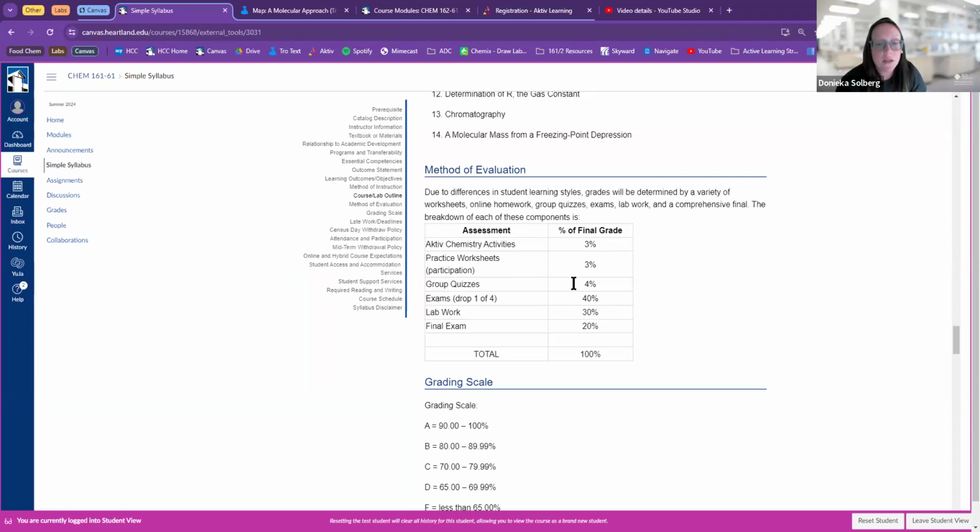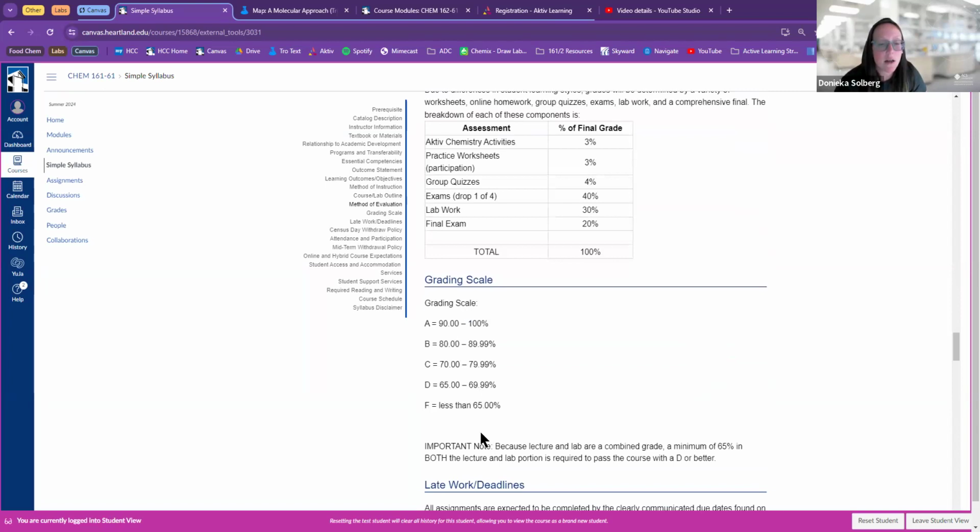Group quizzes are 4%. Those are kind of your review before you get to the exams. And the exams are 40%. So 3 of the 4 will be counted and Canvas will do all that math for you. Your lab is going to come in as 30%. That will be graded by your lab instructor. And the final exam is worth 20% and is comprehensive. So you will need to be preparing for that final exam. Grading scale is as normal. I do want to point out a D is a 65, not a 60. You do have to have a 65 in order to pass.